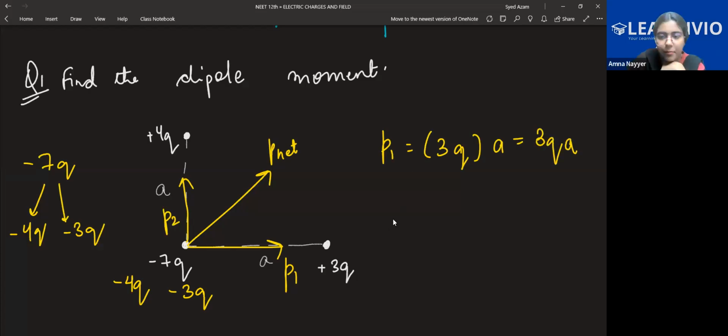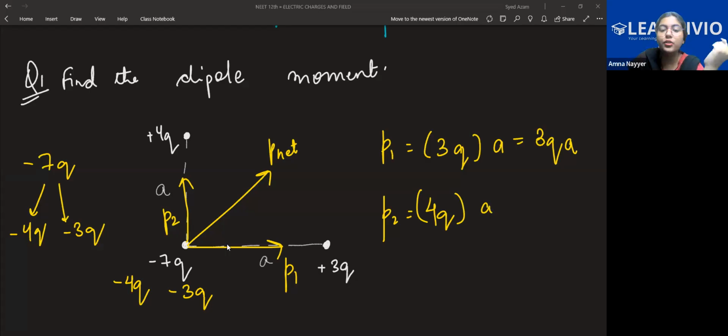Ibrahim, can you tell me P2? P2, can you tell me? 7Q into A? No. How is your P2 formed? Second dipole. Okay, ma'am. P2, 4Q, so 4Q into A. Yes, very good. 4Q into A. Now we are having 4QA. Correct, Jaslene. So this is 4QA.